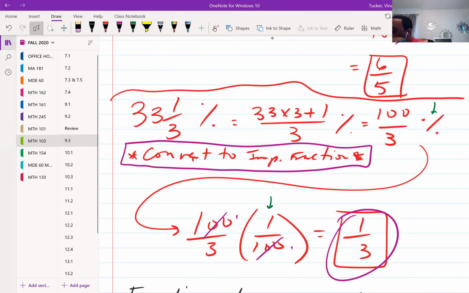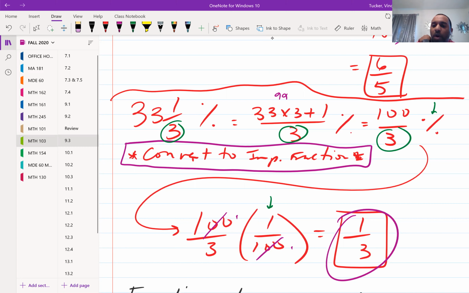All right, questions? Could you explain that one more time? Yep. First thing you want to do is take the mixed number that you have and convert it to an improper fraction. So you take the 33, multiply it times the denominator, add it to the numerator. So 33 times 3 is 99, plus that 1 is 100. And whenever you convert into an improper fraction, you always keep that same denominator.